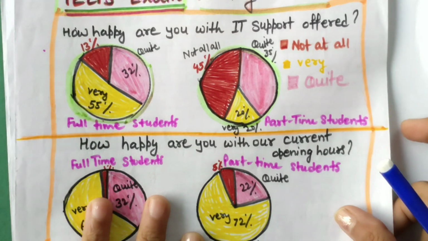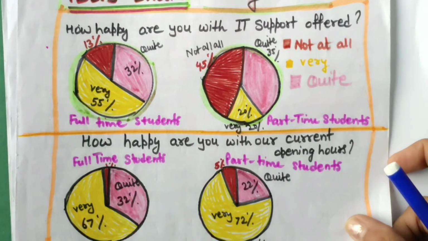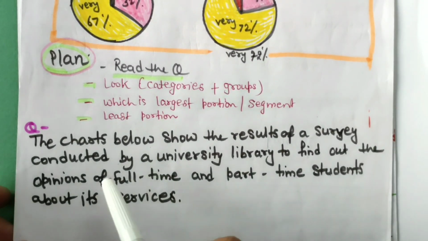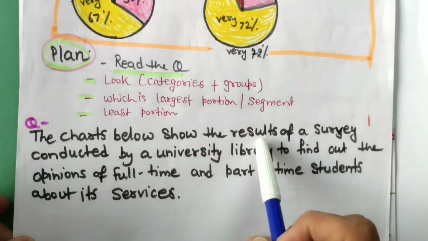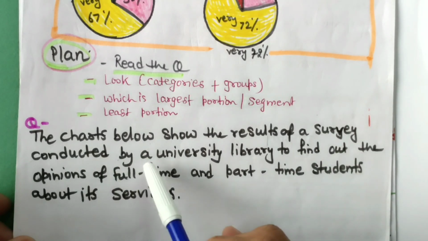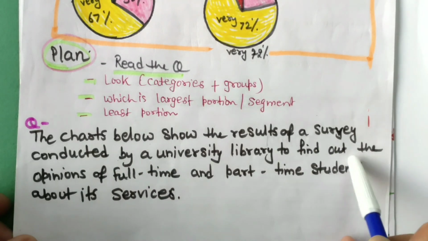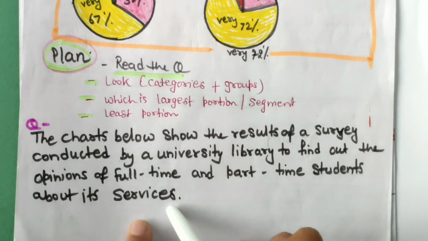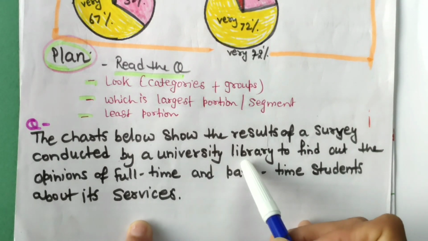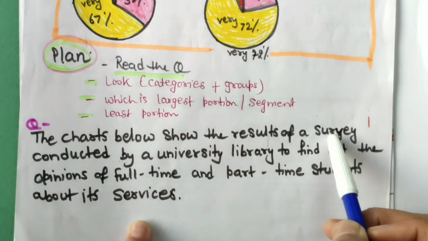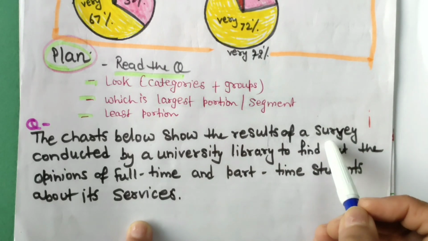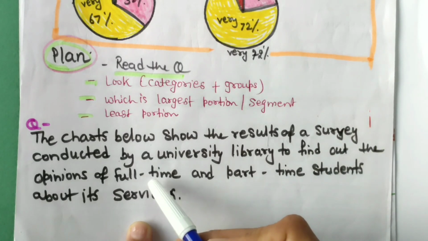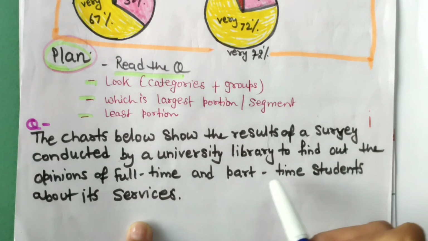After getting writing task 1, I can see 4 pie charts are there. Definitely I will be reading the question statement first. Let's read it. The charts below show the results of a survey conducted by a university library to find out the opinions of full-time and part-time students about its services. Which services? About the university library. So results of a survey, it means maybe relating to questionnaires and participants. So participants are full-time students and part-time students.